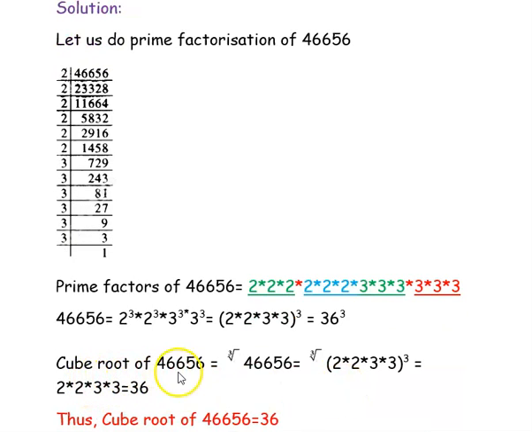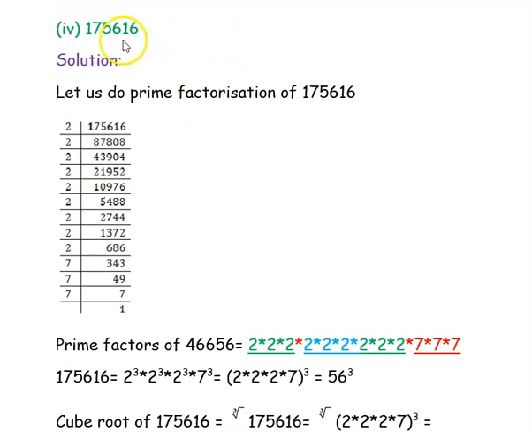So cube root of 46,656 can be written as cube root of 2 into 2 into 3 into 3 the whole cube. So cube root and cube will get cancelled. So the remaining will be 2 into 2 into 3 into 3. So that is 36. So thus the cube root of 46,656 is 36.